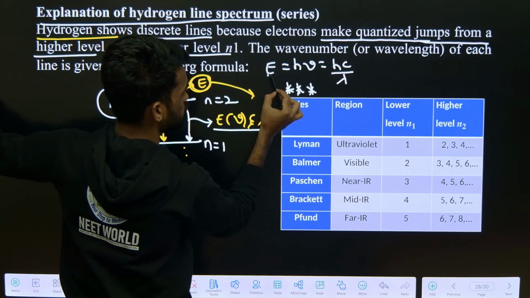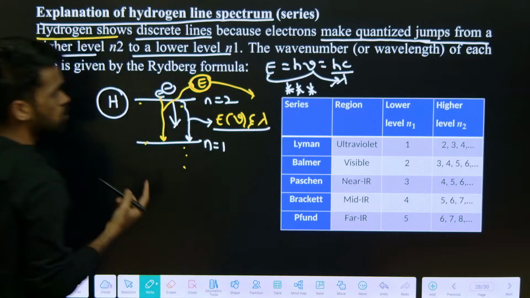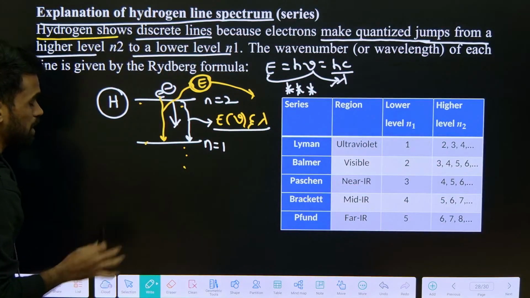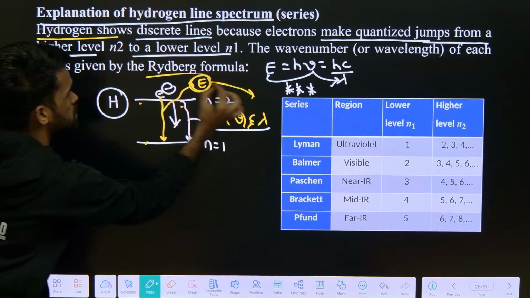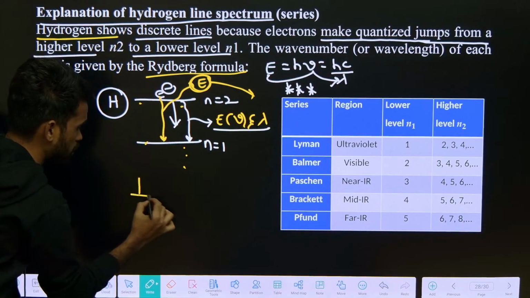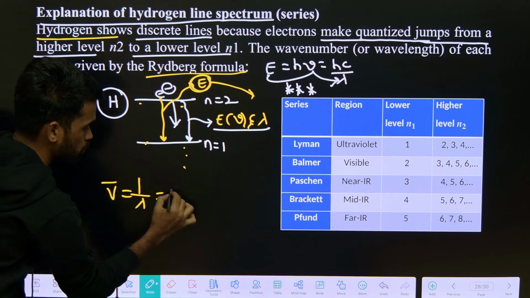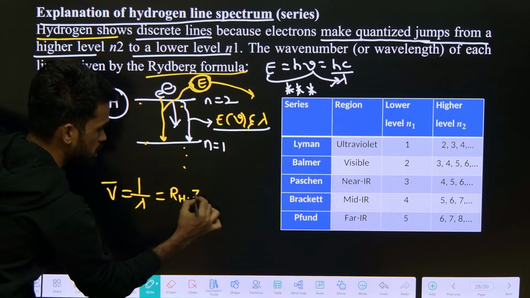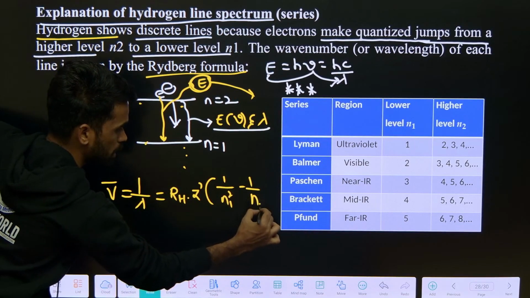So every energy is associated with some frequency and with some wavelength. So how can we relate them? We can have a relation, that is Rydberg's formula. What does Rydberg's formula say? See, 1 by lambda, that is nothing but the wave number nu bar, which equals R_H Z square (1 by n1 square minus 1 by n2 square).